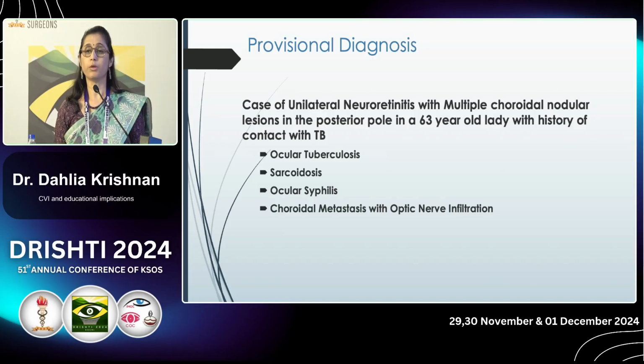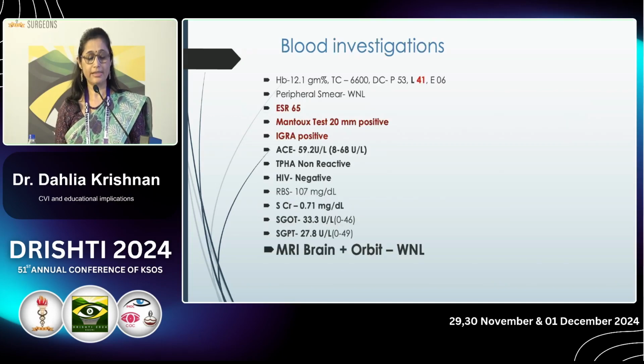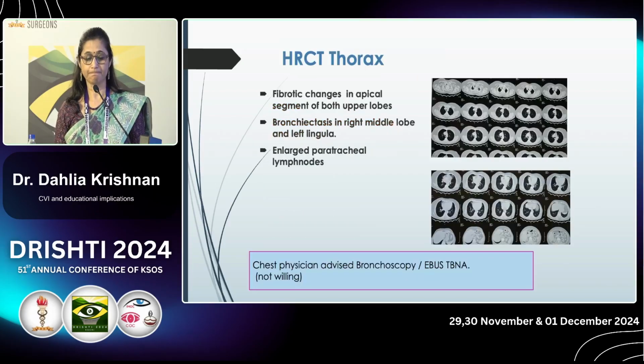First of all, we wanted to rule out ocular tuberculosis. Also, we wanted to rule out sarcoidosis, ocular syphilis, and choroidal metastases. The blood investigations revealed a lymphocytosis with a high ESR of 65 and a positive Mantoux and IGRA test. Serum ACE, TPHA, and HIV were negative. MRI brain with orbit was within normal limits.